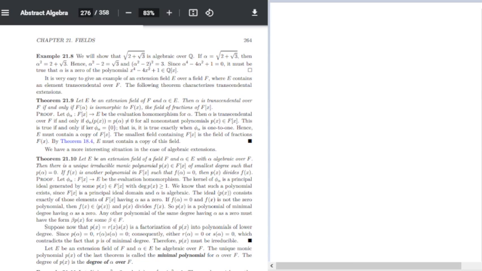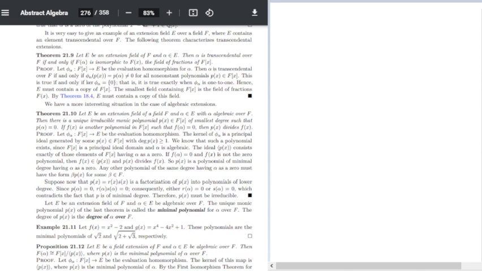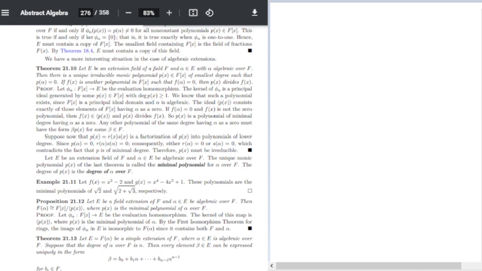Hence, E must contain a copy of F[x]. The smallest field containing F[x] is the field of fractions F(x). By theorem 18.4, E must contain a copy of this field. We have a more interesting situation in the case of algebraic extensions.